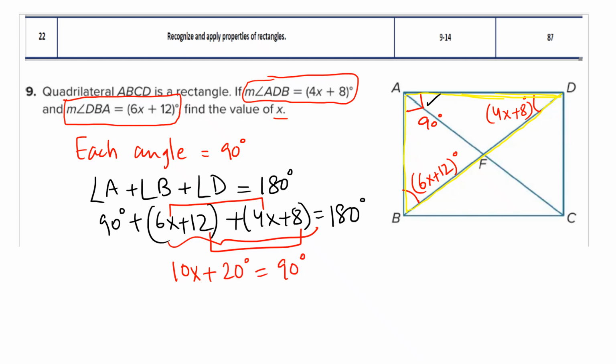So from here, if we do a little bit of algebra and subtract 20 from both sides, very easily I'm going to get the value of x, which is going to be 7 degrees. That's what you had to find in this question.